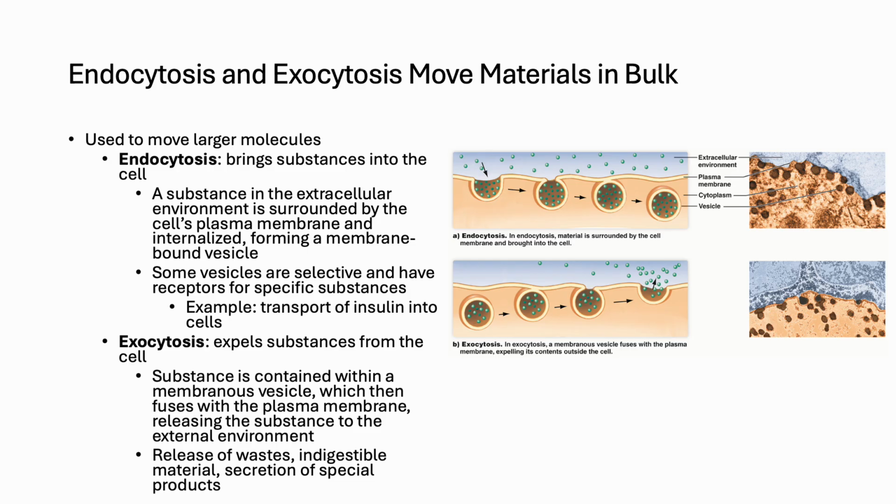Exocytosis is the reverse process. Vesicles containing substances fuse with the plasma membrane and release their contents outside of the cell. This mechanism is critical for secretion of hormones, neurotransmitters, and digestive enzymes. Both processes require energy and allow the cell to communicate, defend itself, and maintain balance.